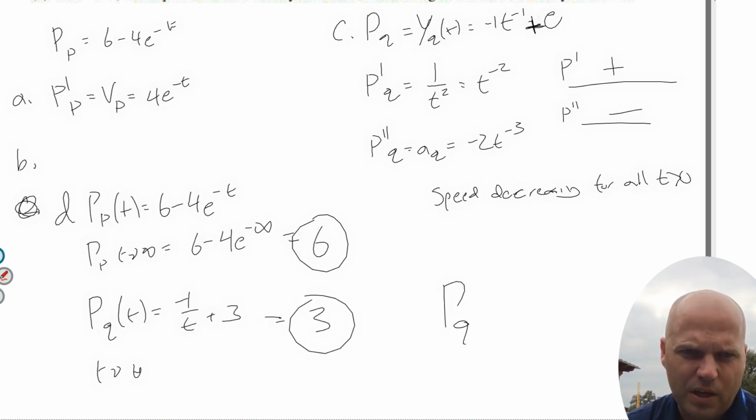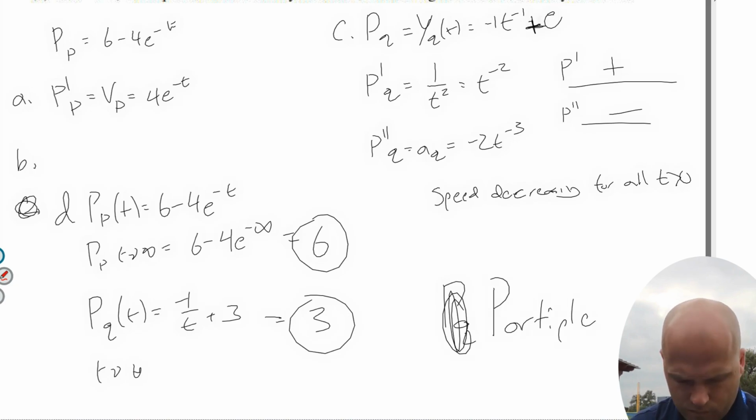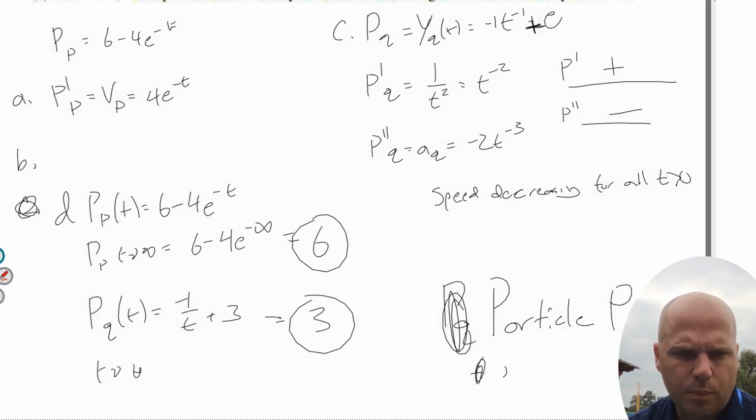So particle P will be approaching a position of 6, versus Q, which approaches a position of 3.